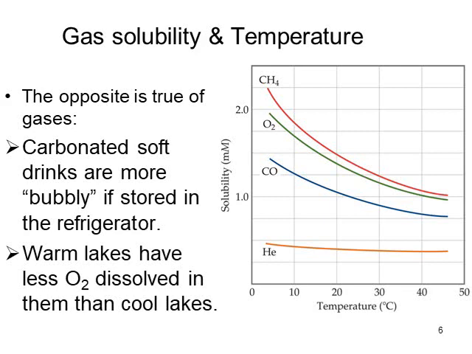It's going to be hard for that water to hold on to that gas. And so we see, gas storage goes way, way down at high temperatures. This is why carbonated soft drinks are more bubbly in the refrigerator, because at colder temperature they can hold on to more of that gas. It also happens, warm lakes have less O2 than cold lakes. So this can be a real problem with a warming climate.